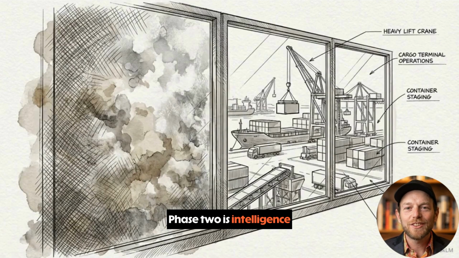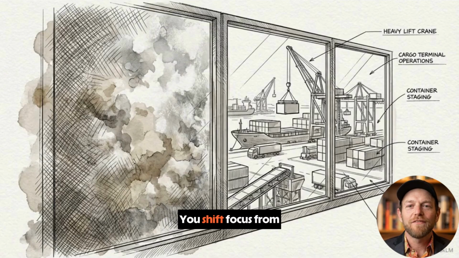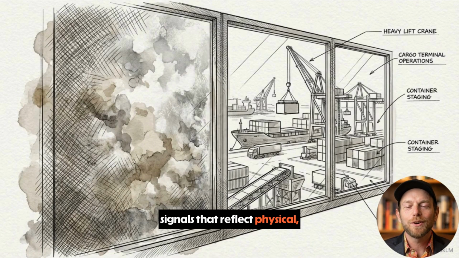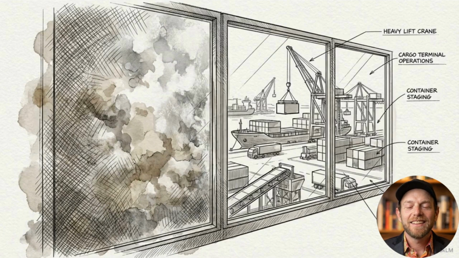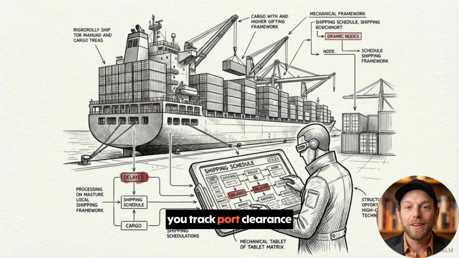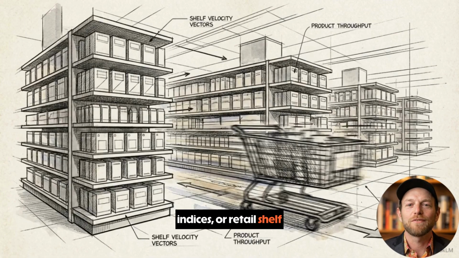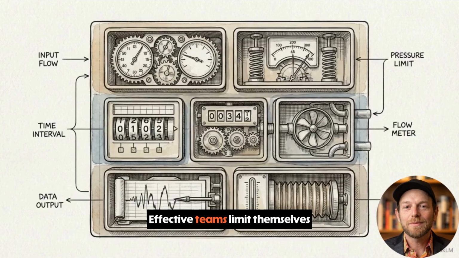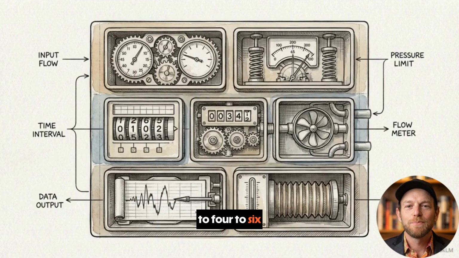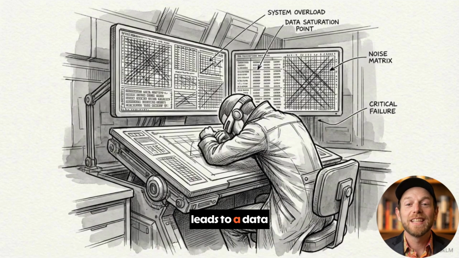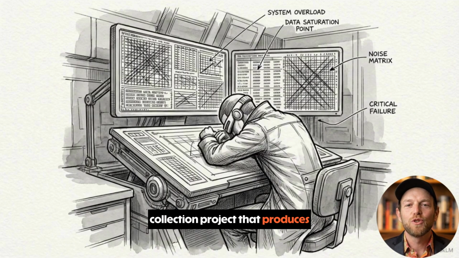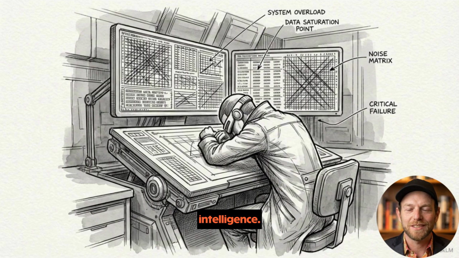Phase 2 is intelligence architecture. You shift focus from easy vanity metrics to signals that reflect physical operational reality. Instead of web clicks, you track port clearance lead times, commodity price indices, or retail shelf velocity. Effective teams limit themselves to 4 to 6 pure external variables. Selecting more than 6 leads to a data collection project that produces noise rather than actionable intelligence.